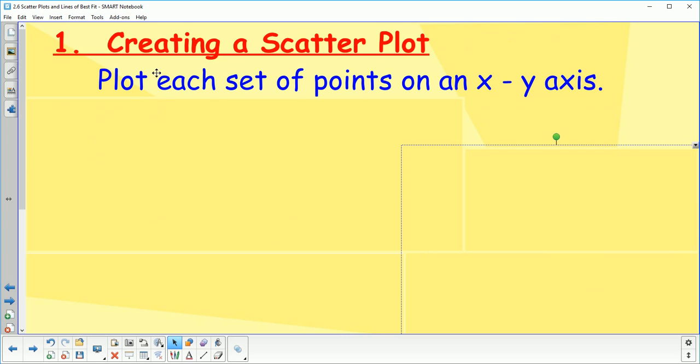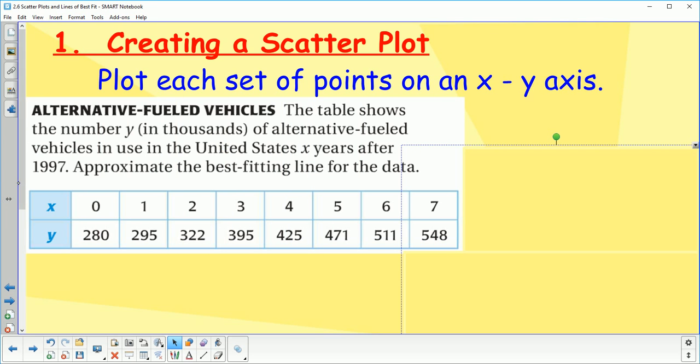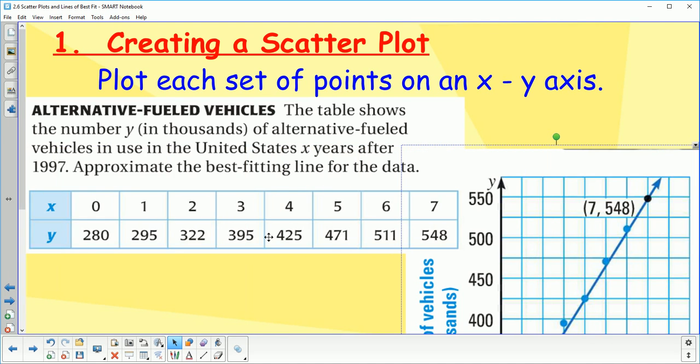So the first thing, if we're creating a scatter plot, we're just going to start by plotting each set of points on the xy axis. If I give you some problems, so we just have alternative fueled vehicles, so that's like hybrid vehicles, all that stuff, and then we've just got a set of data points here. So every x has a y, and we're going to plot each one of those. And it would look something like this.